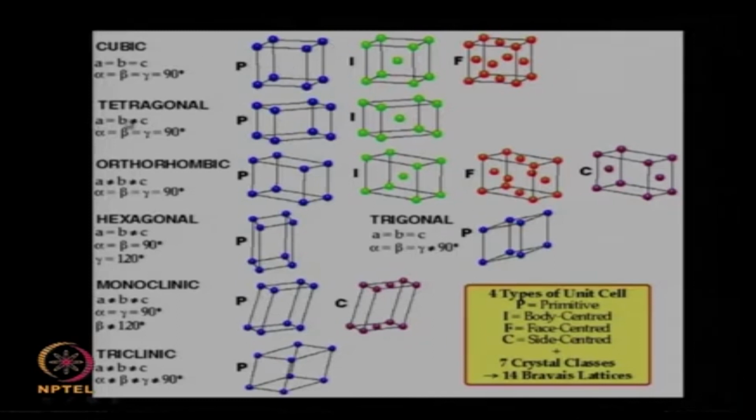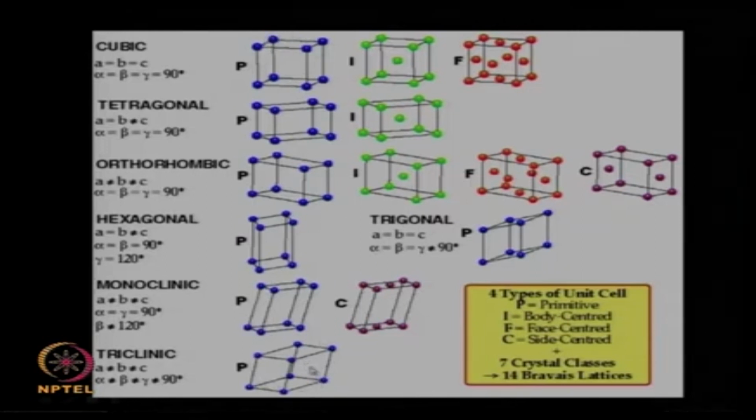But then you can have situations where A equals B, but they are not equal to C. That is called tetragonal. Again, the angles are 90 degrees. Now look at orthorhombic, where A is not equal to B, B is not equal to C, but alpha, beta, gamma are 90 degrees. Then comes the hexagonal, where gamma is 120 but alpha and beta are 90 degrees, A equals B, B is not equal to C. Then in trigonal, A equals B equals C but gamma is not 90 degrees. Then we have monoclinic, where A is not equal to B, not equal to C, alpha and gamma are 90 but beta is 120. Then we have triclinic, where nothing is equal: A is not equal to B, B is not equal to C, alpha is not equal to beta, beta is not equal to gamma, and gamma is not equal to 90 degrees. So this is the most different system, whereas cubic is the most symmetric system.